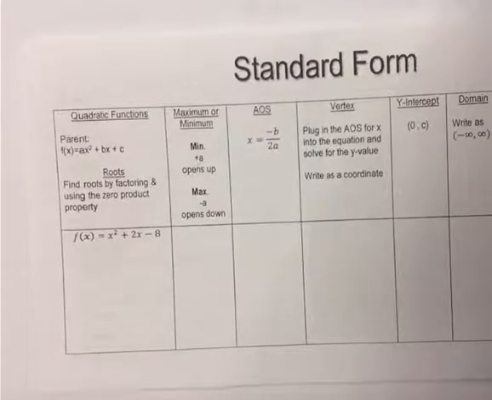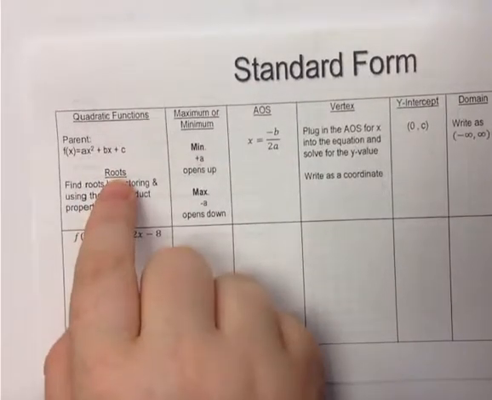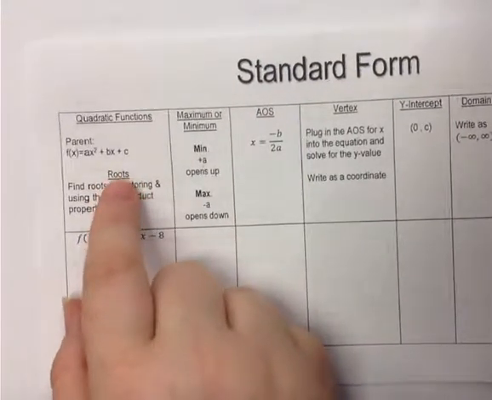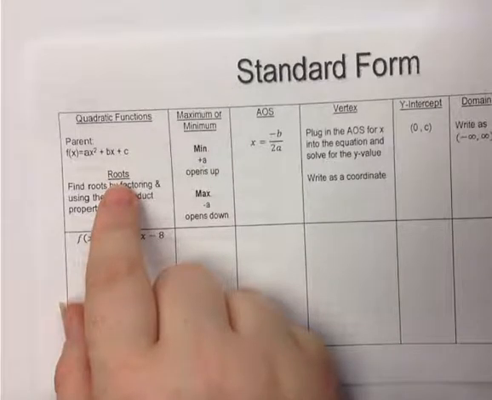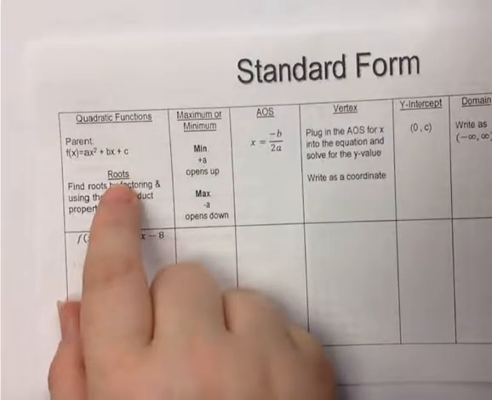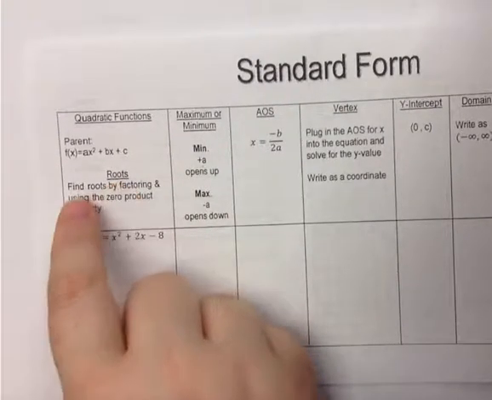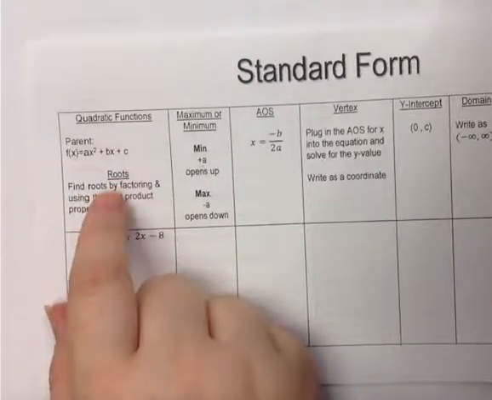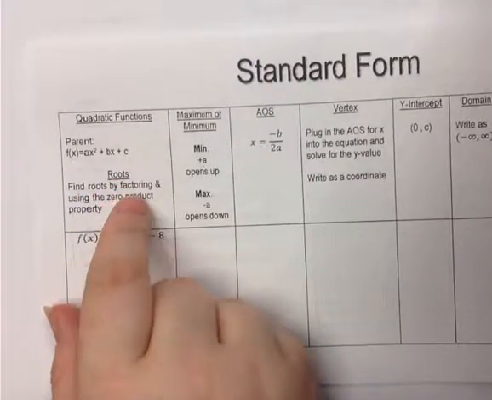To find our x-intercepts, we need to put it into intercept form because we're not allowed to use our calculator on this. In an earlier video, I explained that roots are another word for solutions, zeros, and x-intercepts. So if we put it into x-intercept form, or factored form, we can find our x-intercepts. To find the roots, we have to factor and use the zero product property.